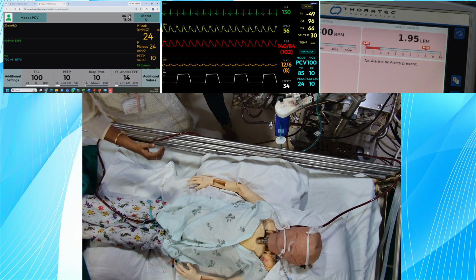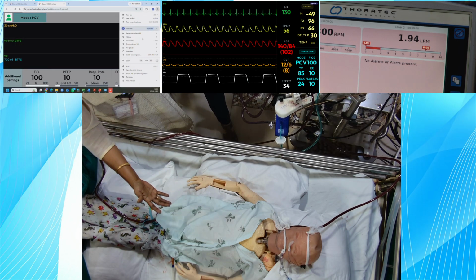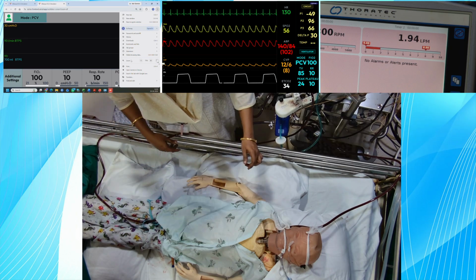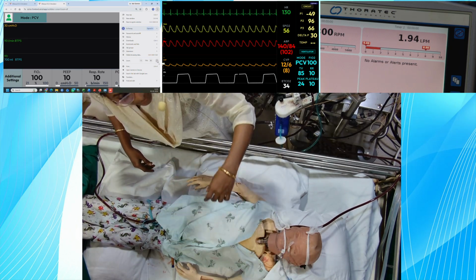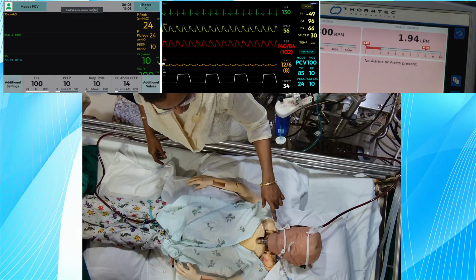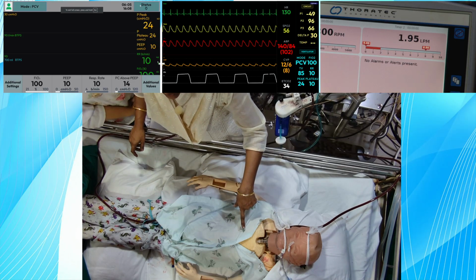Check the tube. Bilateral air entry, secretions. We did blocking and suctioning. Peak pressures are all normal, but we'll still check whether the tube is in position.